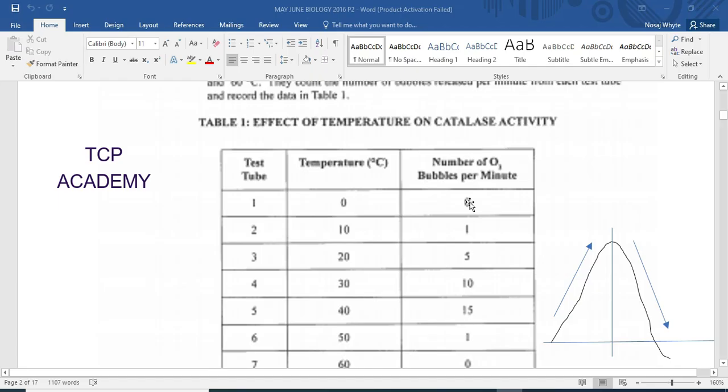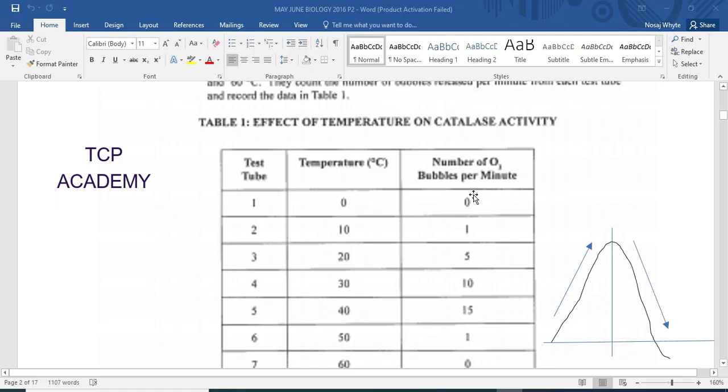But please be reminded, usually it is the leftmost that goes on the x-axis. So here it would have been temperature. Now if you observe here, we are manipulating temperature because we have different temperatures, and we, the experimenter, actually decided what the temperature would have been.